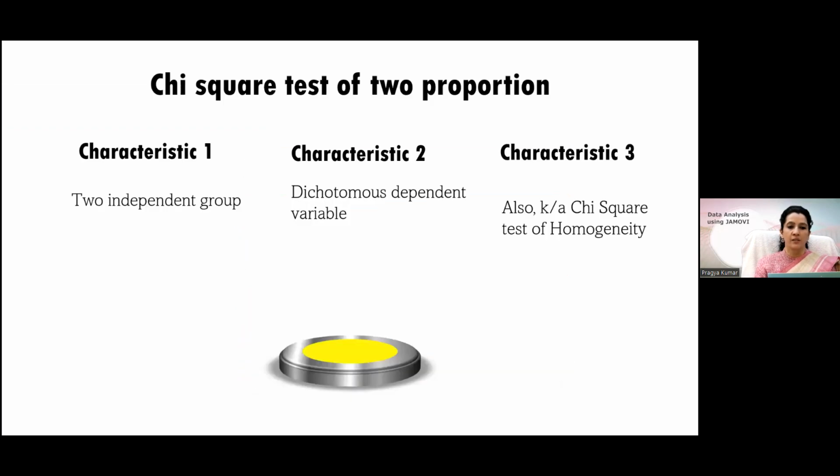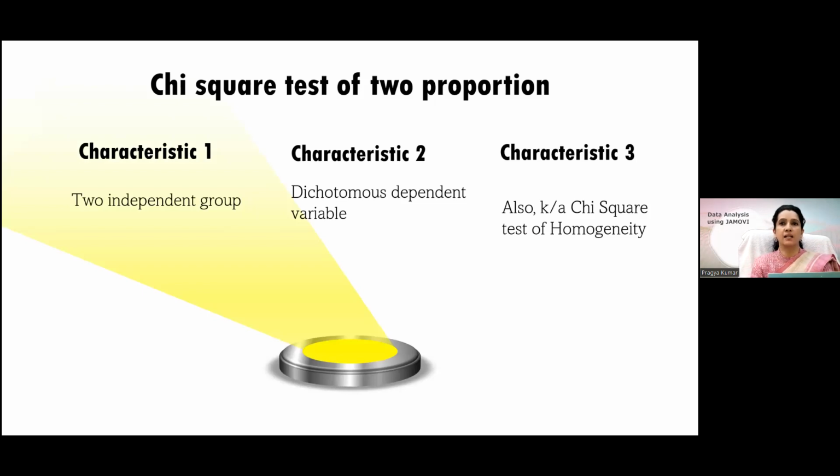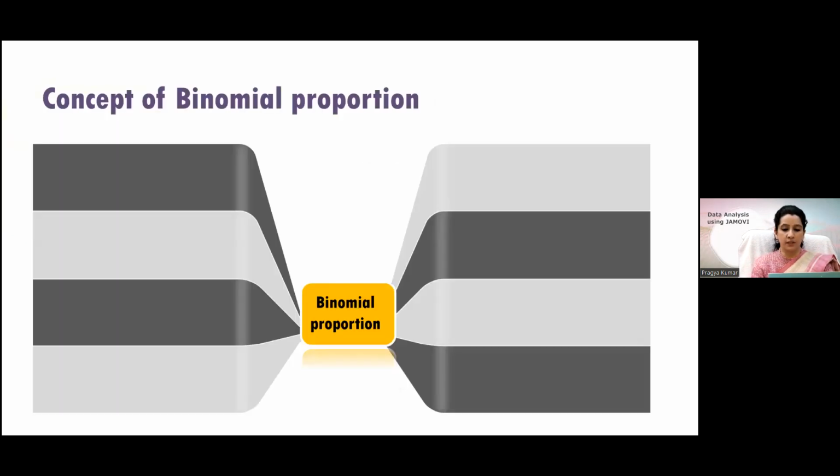So coming to the chi-square test of two proportion, the difference from the chi-square test of association is in the study design. Remember, the computer doesn't know. Here we start from two different samples since the beginning. So there are two independent groups, and in these groups we are looking at something with a dichotomous distribution. Dichotomous means yes and no. This is also known as the chi-square test of homogeneity. So there is something known as the binomial proportion.